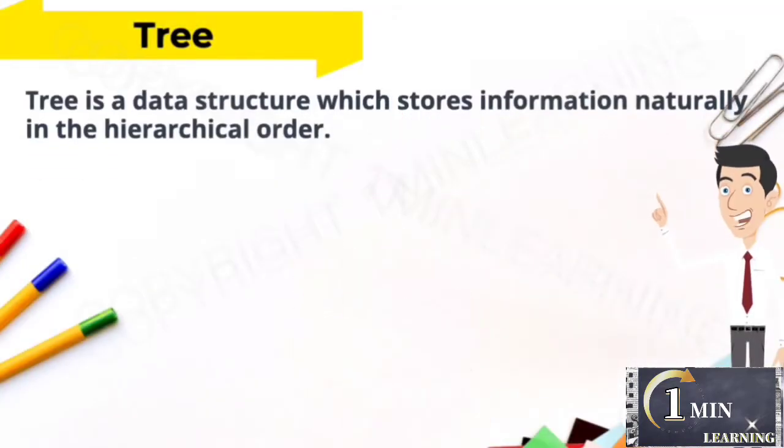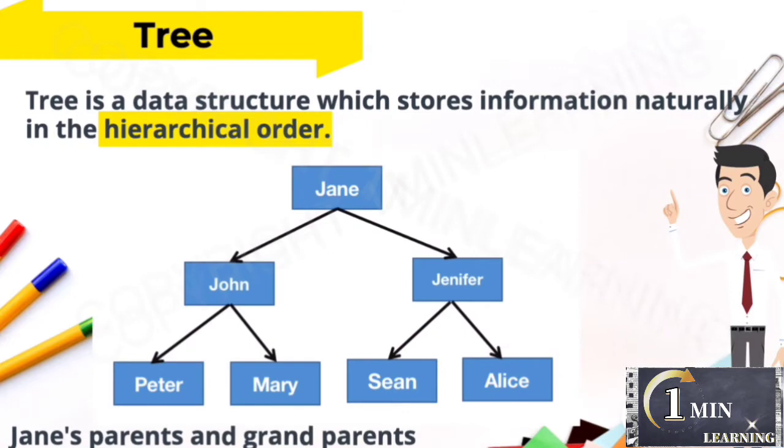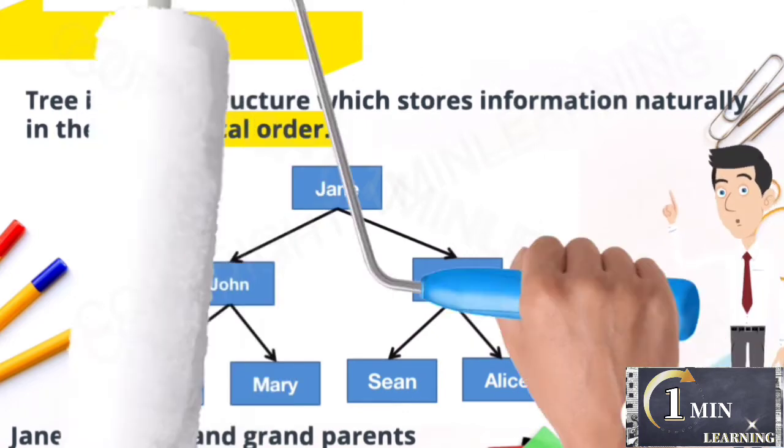A tree is a data structure which stores information naturally in the hierarchical order. What do I mean by hierarchical order? Imagine a family tree: Jane's parents and grandparent. Let's look at basic terms.